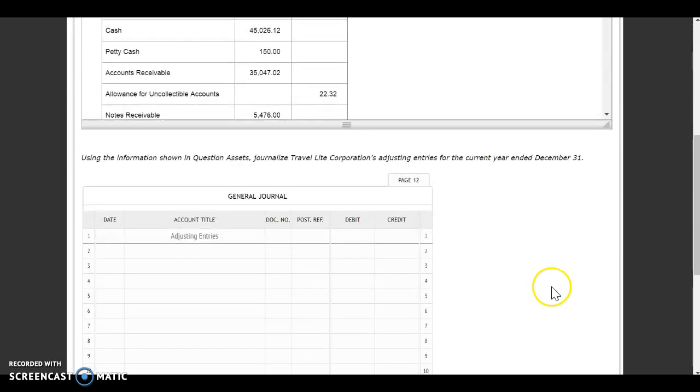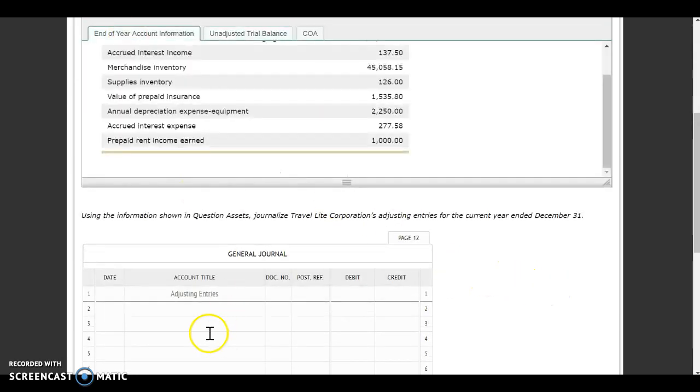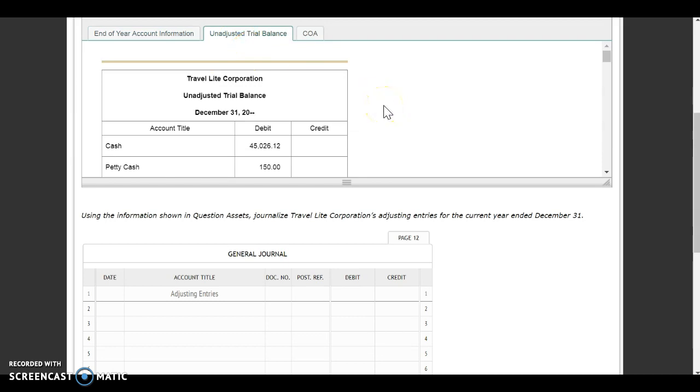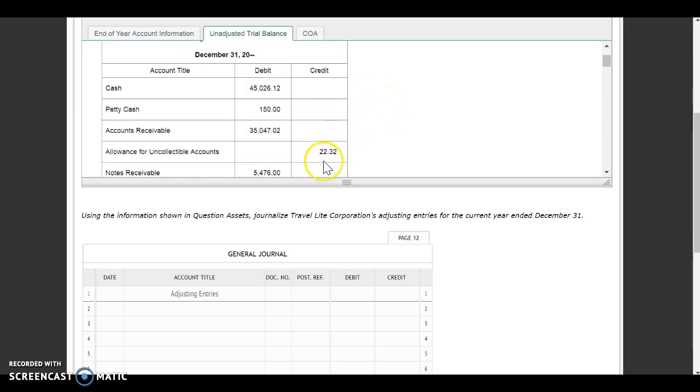Okay, so our first adjusting entry, they've already put our label in. Our first adjusted entry is going to be for our estimated uncollectible accounts. It says estimated uncollectible accounts based on aging accounts receivable is $3,697.32. So what we want to do is look at our unadjusted trial balance, and look at what our allowance for uncollectible accounts is. When we look at that, we see our allowance is $22.32.